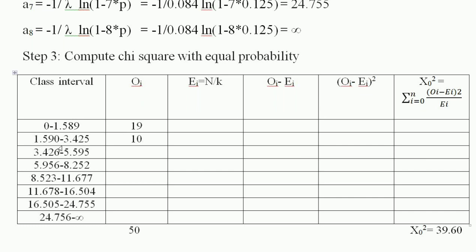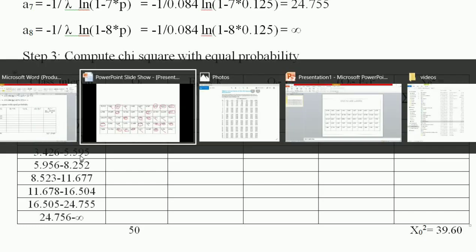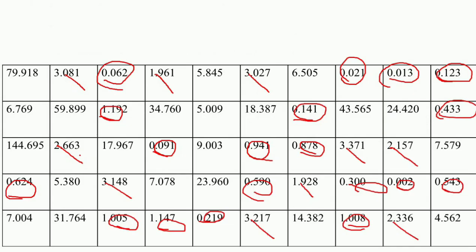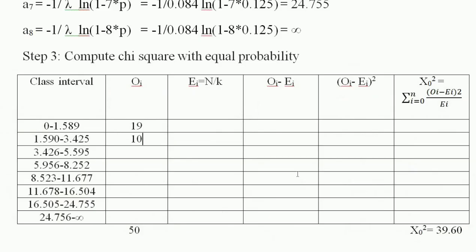In the next interval we have to count, that is from 3.4 to 5.5. Here is the table. In the first row we don't have any value. In the second row I have 5.009, and in the third row we don't have any values. In the fourth row I have 5.380, and in the fifth row I have 4.562. So only 3 values we got. Enter it here, that is 3.